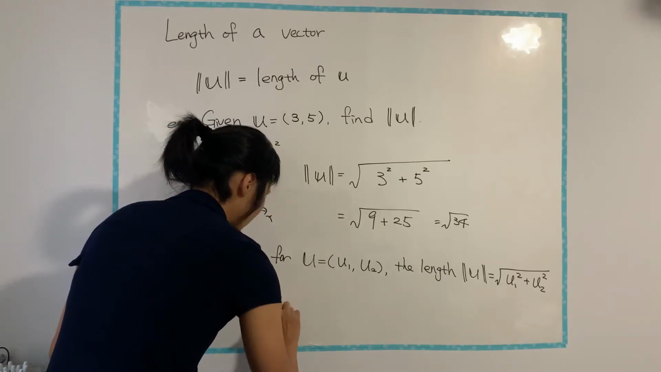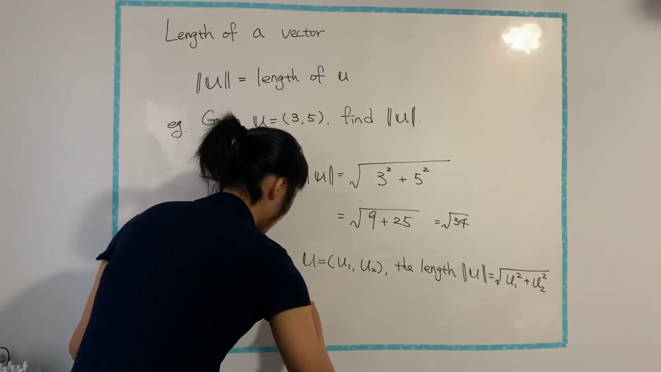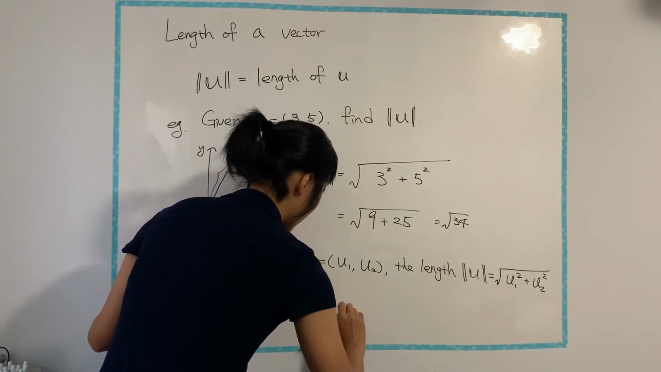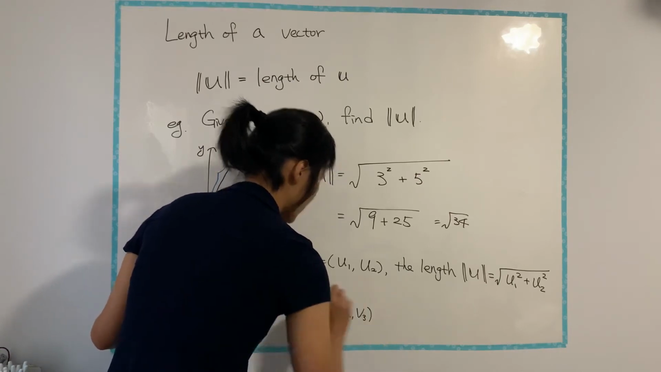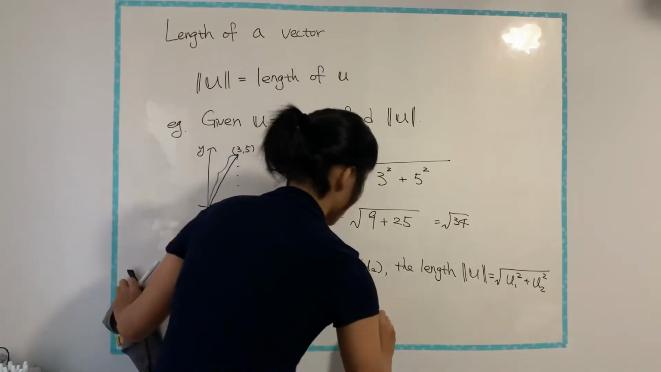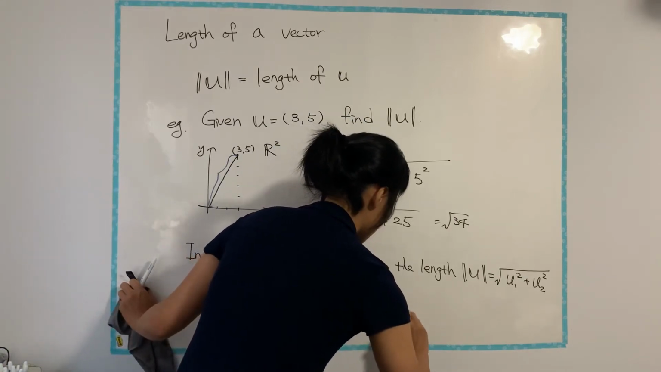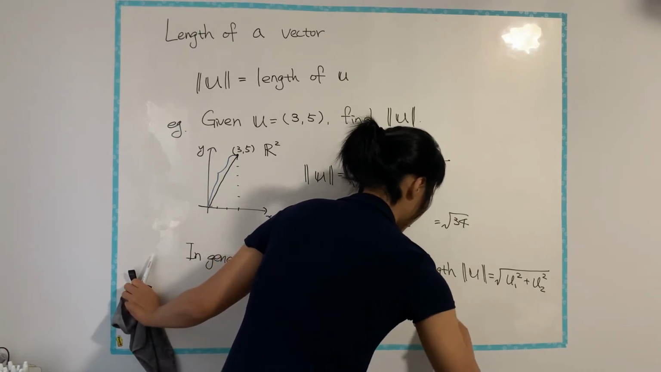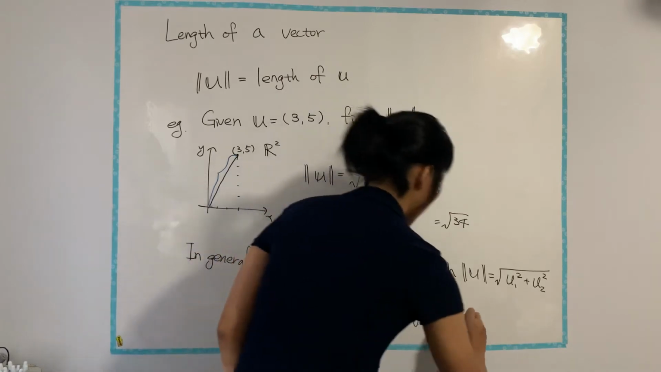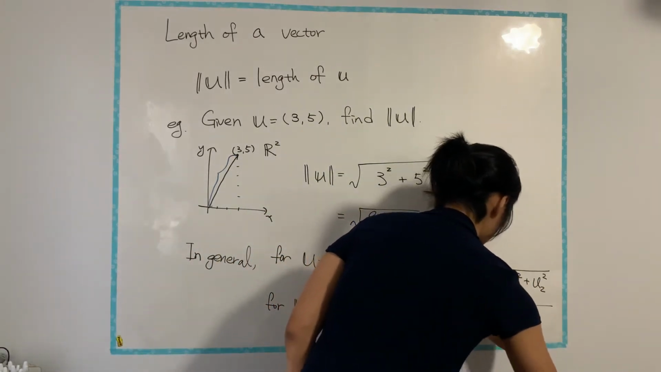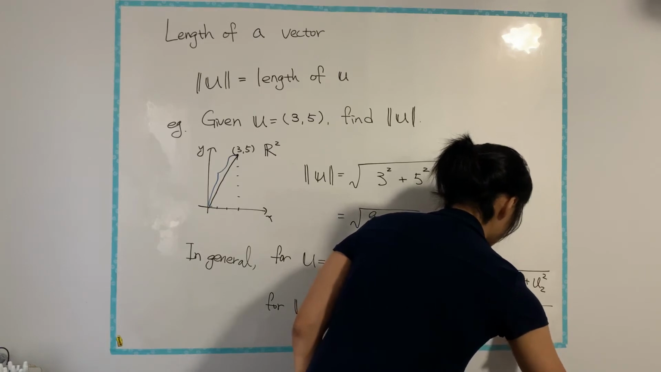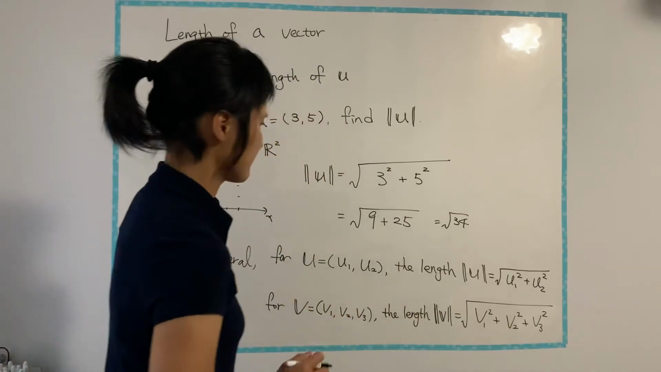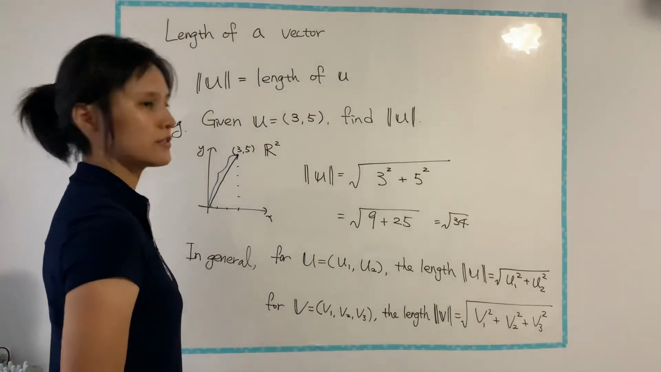And if I have a vector in R3, let's call it a different name, v, given by v1, v2, v3, now this is a vector in 3-dimensional space. It has the length given by the formula square root of v1 squared plus v2 squared plus v3 squared. Okay?